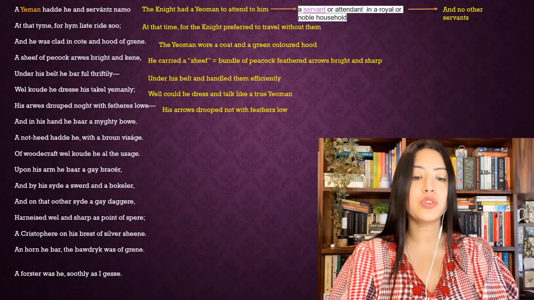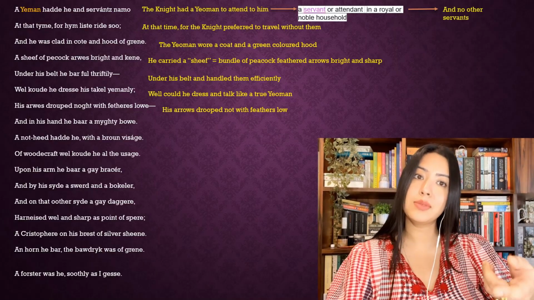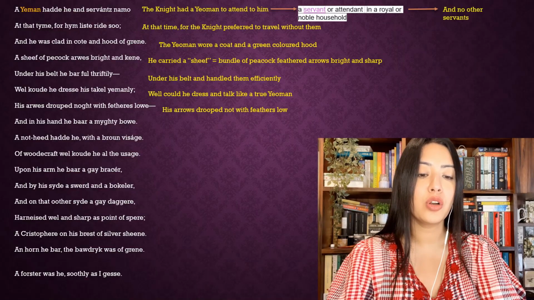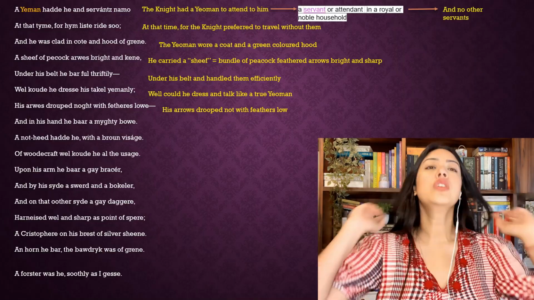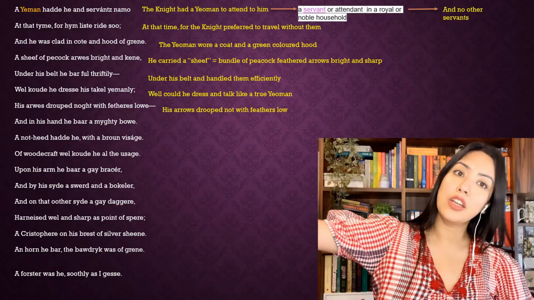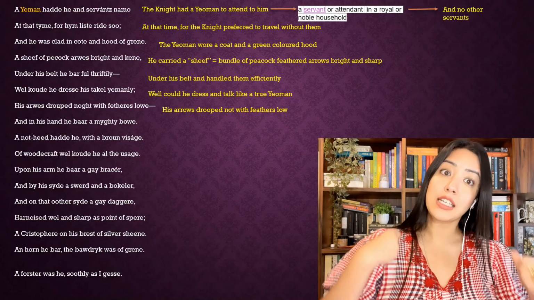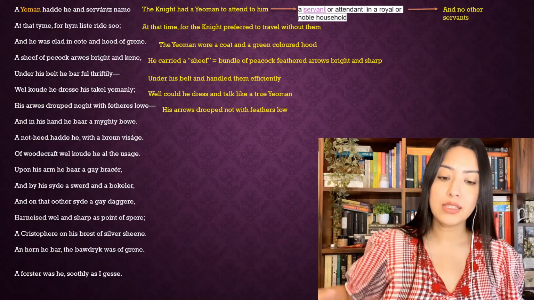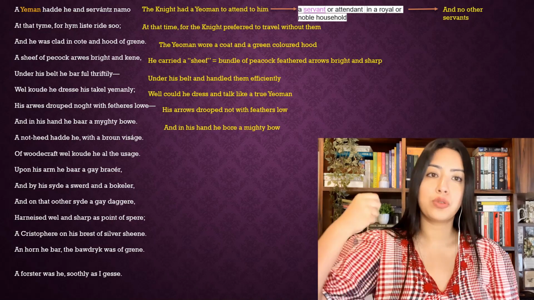So well could he dress and talk like a true yeoman. He dressed as well as he carried himself and spoke like a true yeoman. His arrows drooped not with feathers low. So his arrows did not droop with feathers low. It's not like he dangled them with him. He's carrying them properly, sturdily, and he's not letting the arrows droop on the ground. And in his hands he bore a mighty bow. Of course he has arrows, so he has a bow as well.